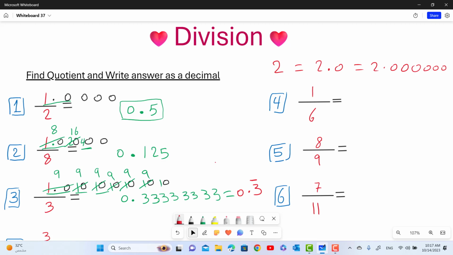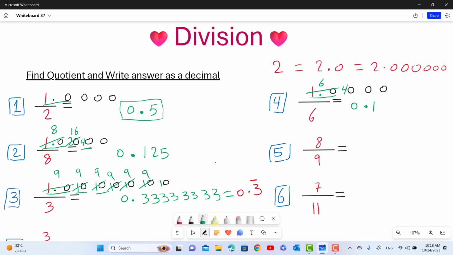Let's see the next one. Question number 4 here: 1 over 6. Now we understand what happened. Dot 0, 0, 0, 0. I don't need more, because if it repeats, we can notice it from here. Okay, let's do it. 1 divided by 6, we can't. We put 0 and take the next. I pass through the dot, so I should put it first. 10 divided by 6, we can't. Which number is less? It will be 6. How many are left? 4.